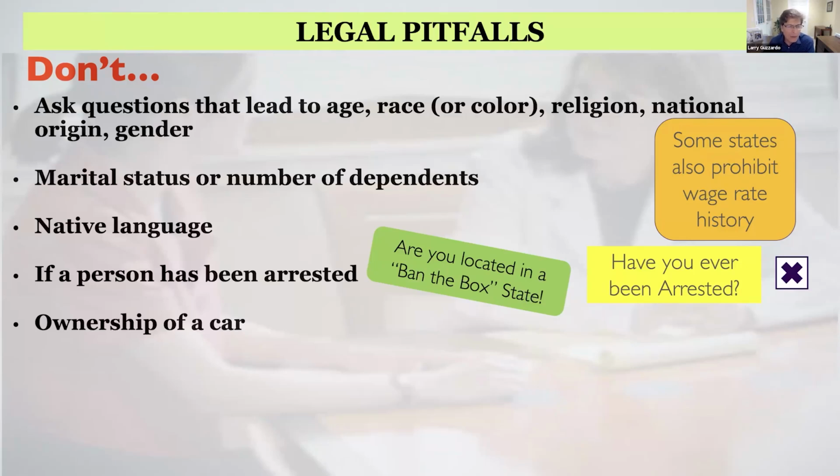I wouldn't ask about ownership of a car, but you can ask them if they have reliable transportation. You could also ask them, "We start our morning huddle at 6:45 a.m. Our first appointment is at 7. Do you see any reason why you wouldn't be able to make it at 6:45 promptly every morning?"